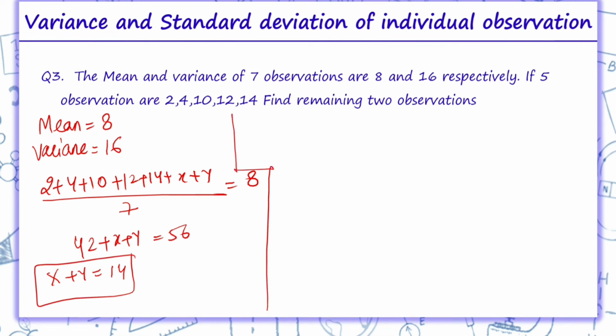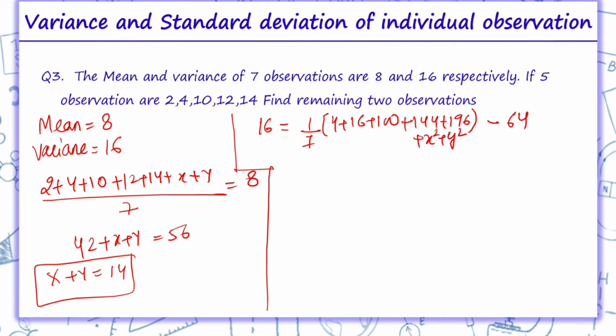Now the variance is given to us. Variance is 16, and this variance we know is 1 by n, that is 1 by 7, times the squares of these terms. So 4 plus 16 plus 100, with the formula which we applied in the previous question, 144 plus 196 minus the mean's square. So the mean is 8, and 8 square is 64. Plus x square plus y square is also over here. So we will solve this, and on solving we'll get x square plus y square equals 100.